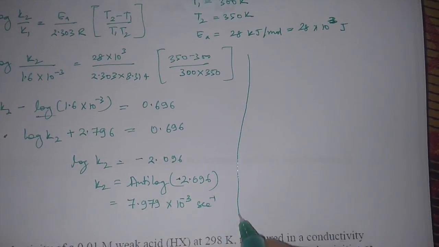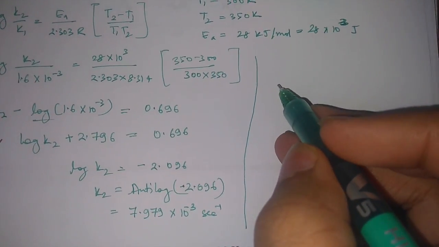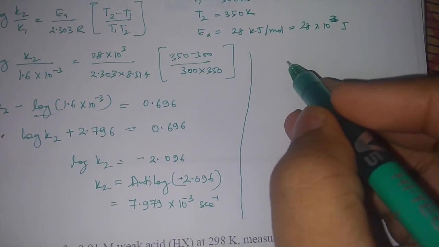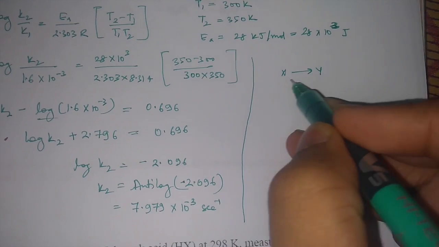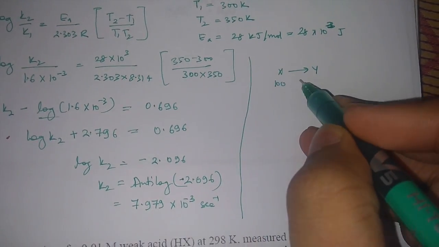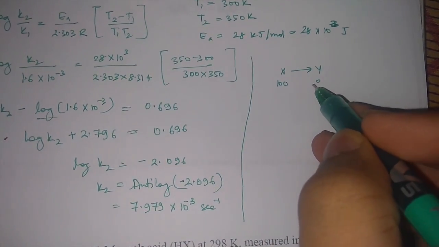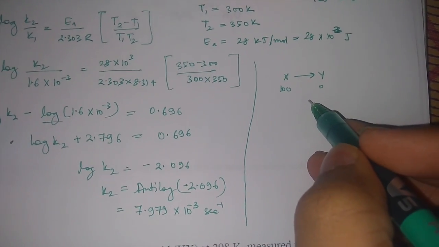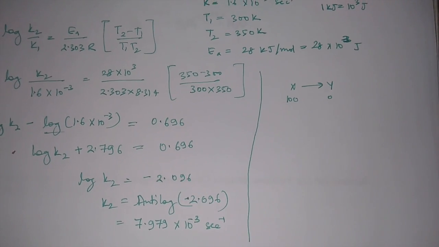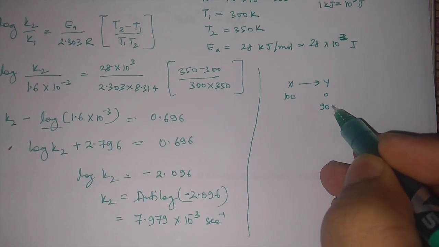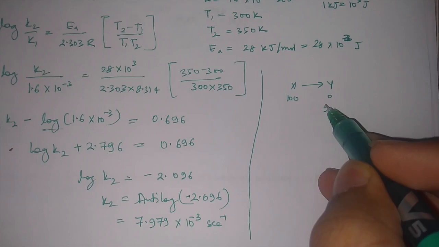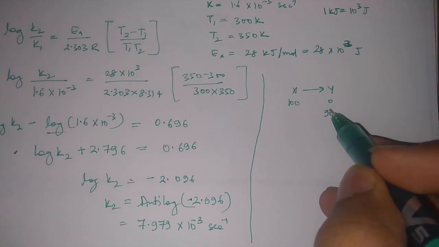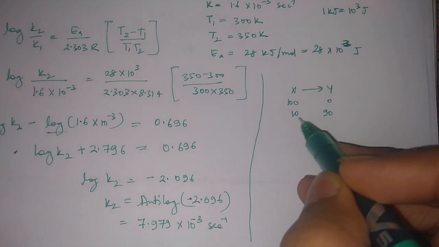Now you have to use this relation to find out the time required for 90% conversion of Y. So your X is getting converted into Y. Initially let's take that X was 100 and at that time your Y was 0. After some time 90% of Y is getting formed. Expressing the percentage as concentration, that means 90 parts of Y are formed. So how much X is left? It will be 10.